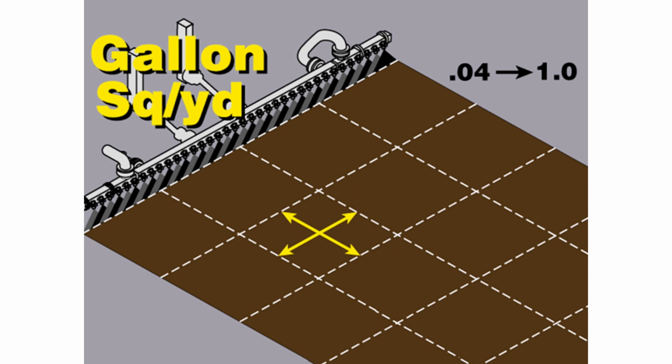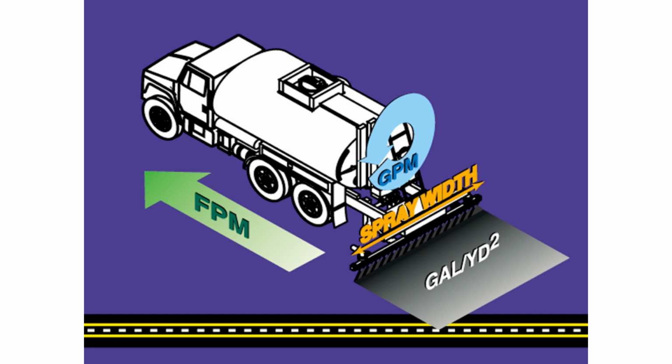Everything that we're going to talk about on a distributor is gallons per square yard. They are capable of shooting in metric, but I'm not your guy to talk about metric. So we're going to stick around with gallons per square yard. That's what our application rate is.